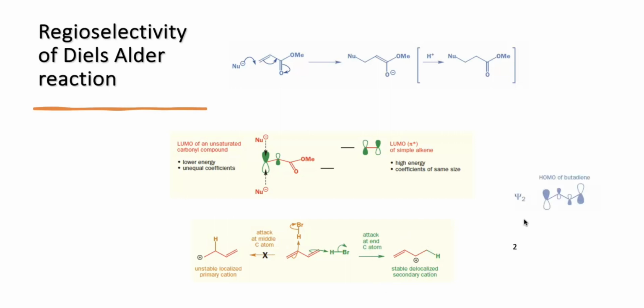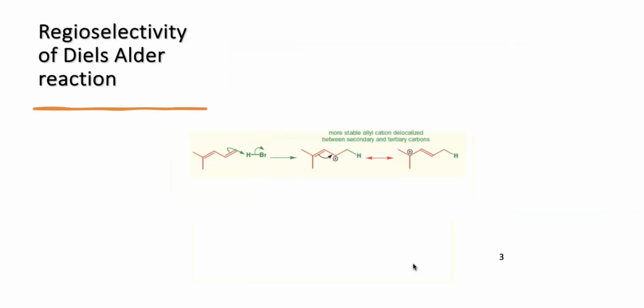And if we consider the molecular orbital picture, the orbital contribution of the terminal carbon is more compared to that of the middle carbon. That is why the terminal carbon can react with the electrophile in the case of 1,3-butadiene.